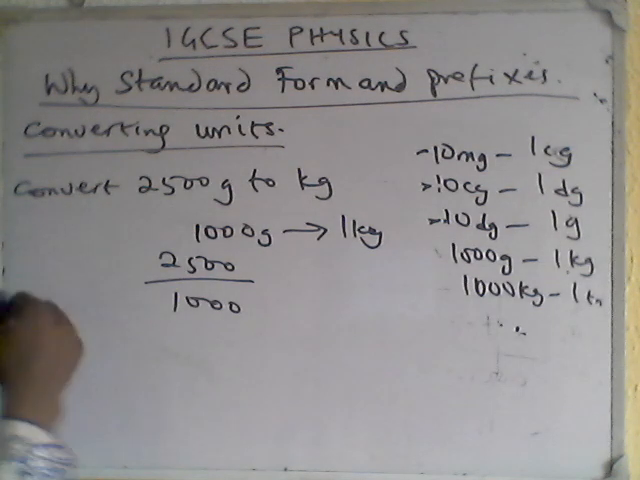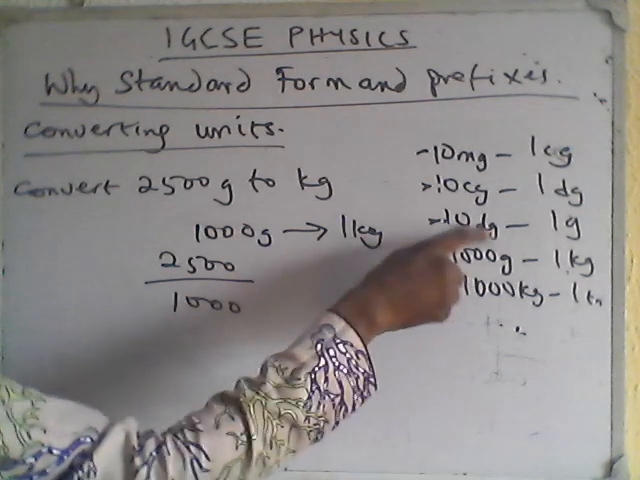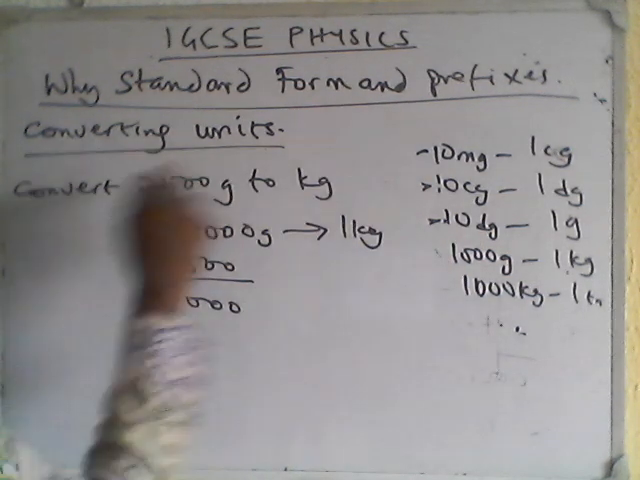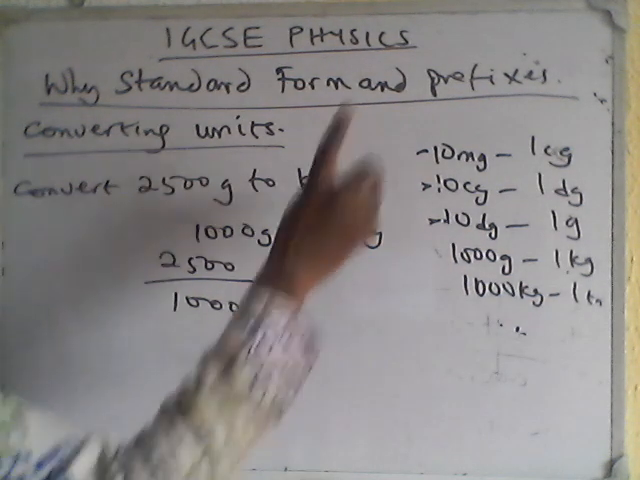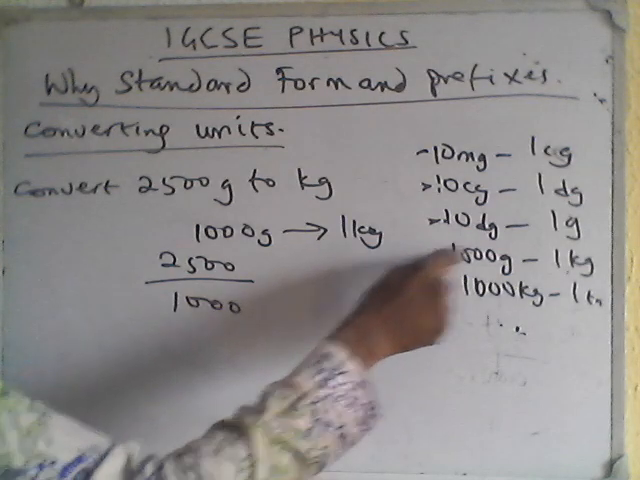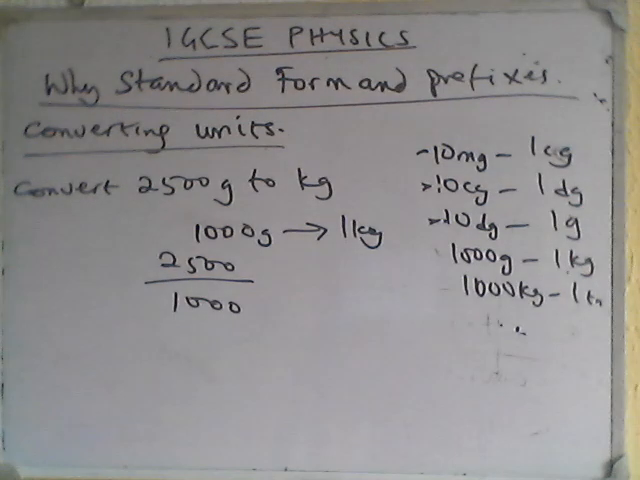So if, for instance, the value is given in decigram, divide what you are having by the product of this and this to get it in this value. Okay, let me not stress that too much. Let's go to the next one. If you need clarification, you can put it in the comment section.